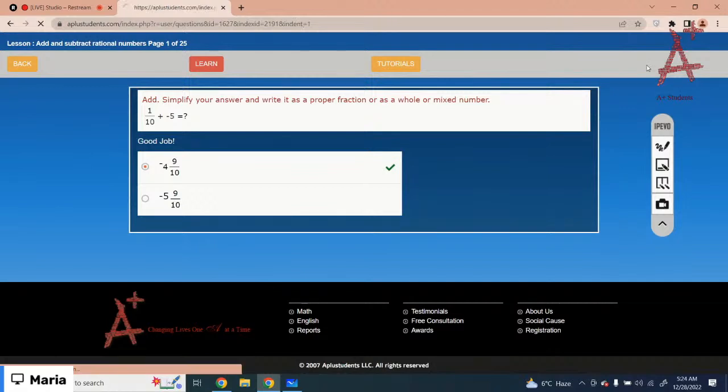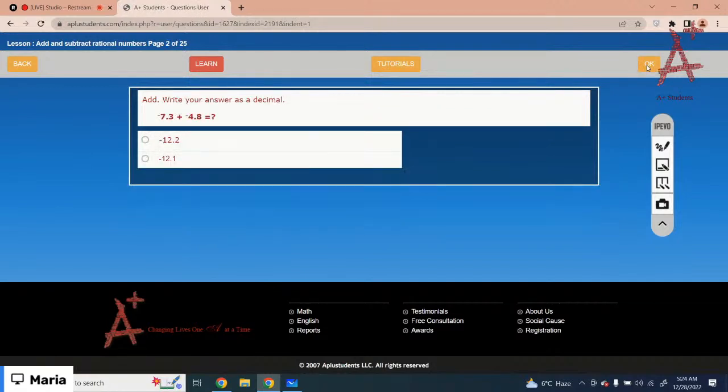Okay, the next one is negative 7.3 and negative 4.8. So both of the numbers have a negative sign. That means the answer must have a negative sign. Got it? Just add them, add their fractional part and then their whole number. So which of the options is the correct one?